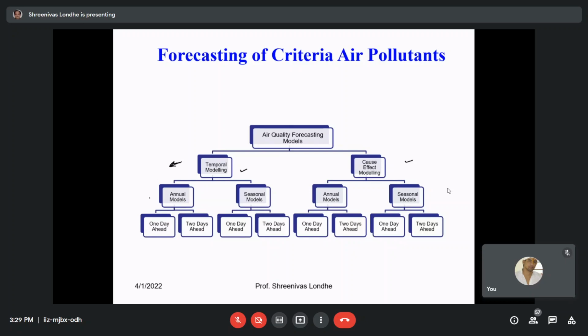Okay, and this was done for annual models and for seasonal models. But apart from this, we also made a statement that there are a lot of parameters which affect the concentration of air quality pollutants, like the wind speed, relative humidity, etc. And so considering these also became important, and so cause-effect modeling was done. Okay, considering these parameters for annual models and for seasonal models, for 1 day ahead and 2 day ahead, for better precautionary measures to be taken.